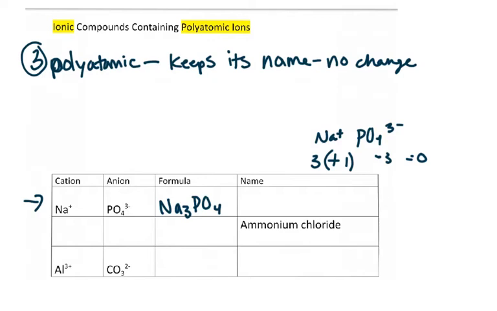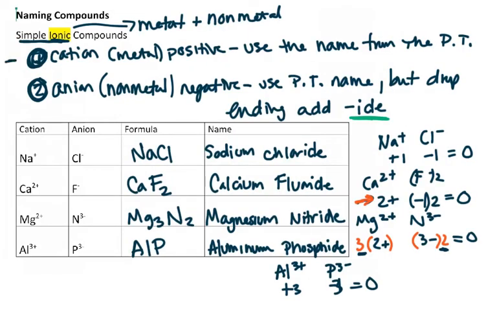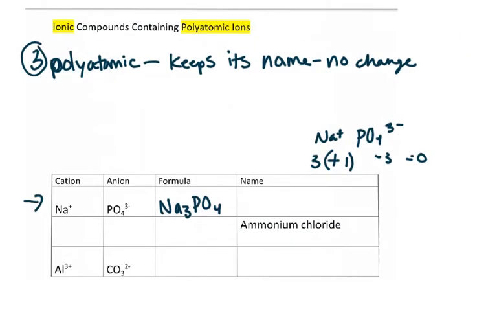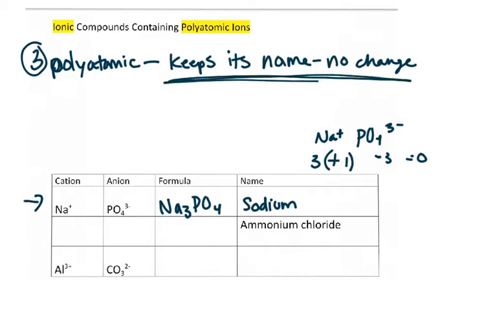So rule number 1 is the cation rule, right? So it's going to keep its name. Na is sodium, no change to it. And then the anion here is a polyatomic ion. So polyatomic ion also keeps its name. So PO4 is phosphate. So you're going to have that chart out unless you've already memorized all of those. You're going to need to have that chart out in order to do anything that has a polyatomic ion.